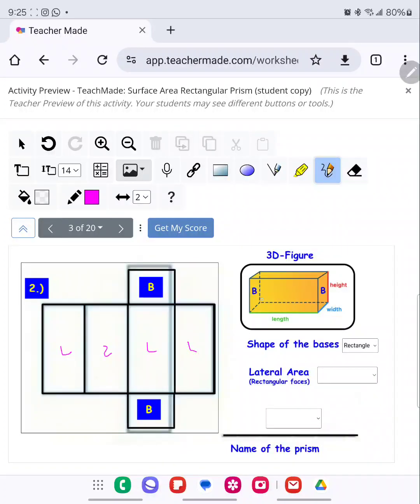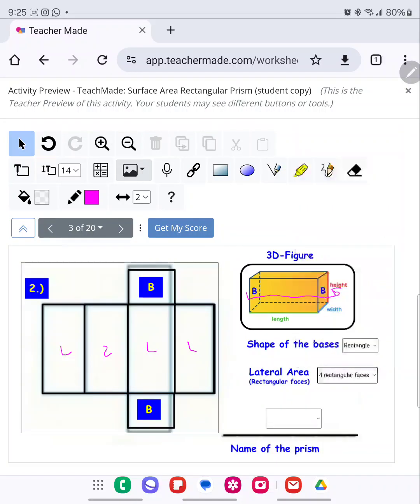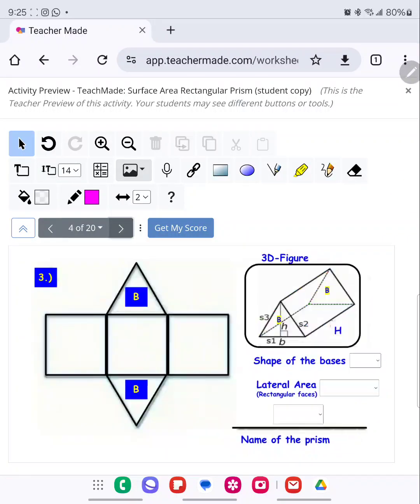These right here are the lateral faces, right? Those are the ones that wrap around the figure. So the lateral area, we're going to say there's a total of 4, right? And what's the name of this prism? If you look at the bases, they are rectangles, so it's called a rectangular prism. Again, depending on whatever your B is, that's the name of the prism. Let's go to the next one.